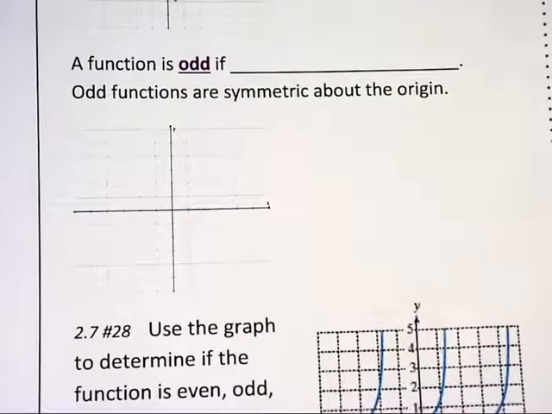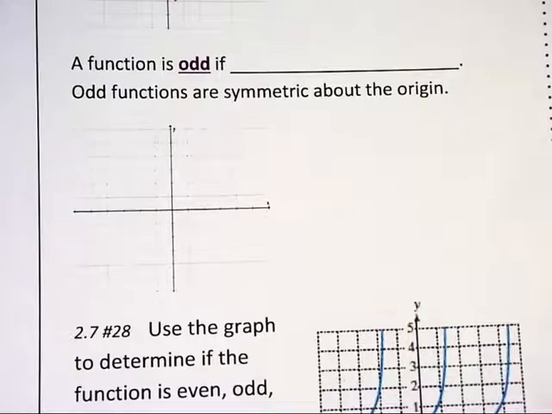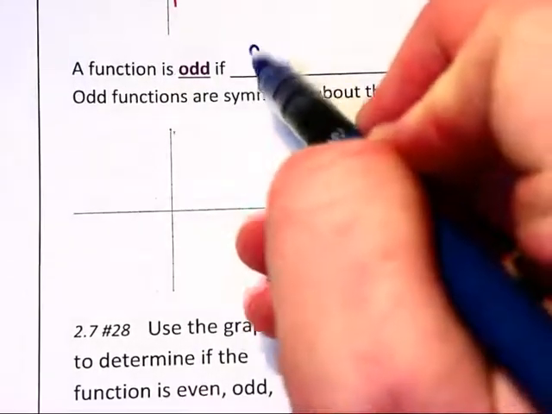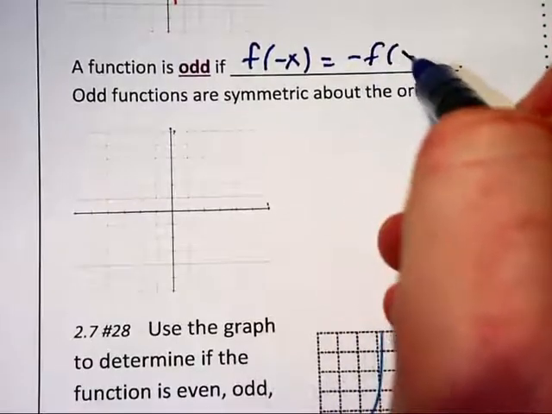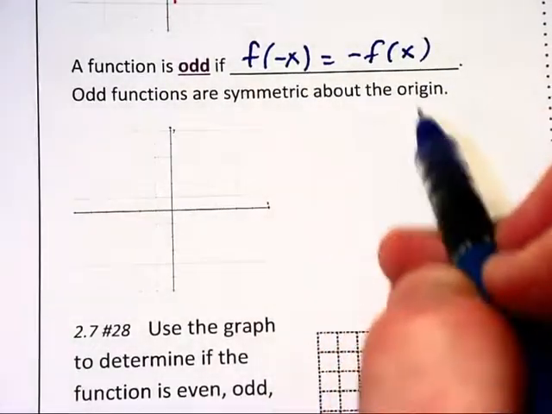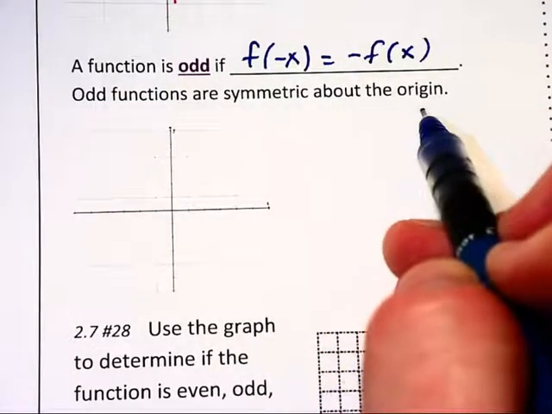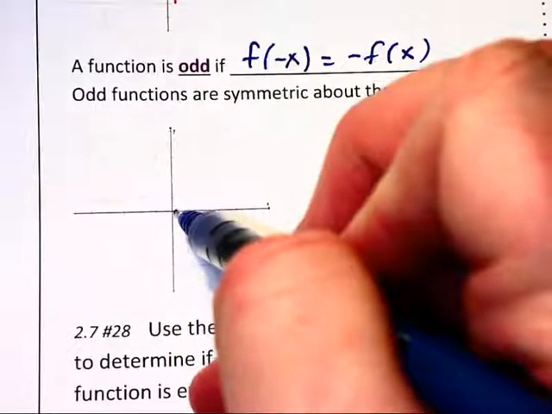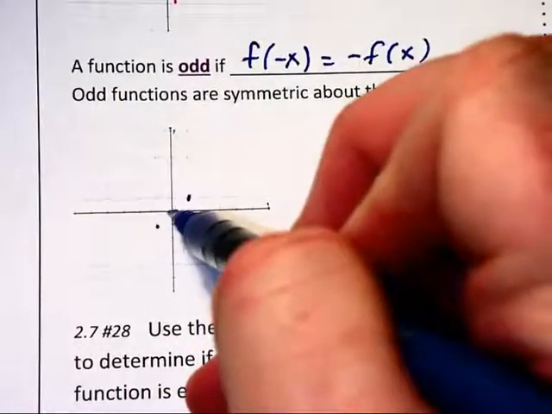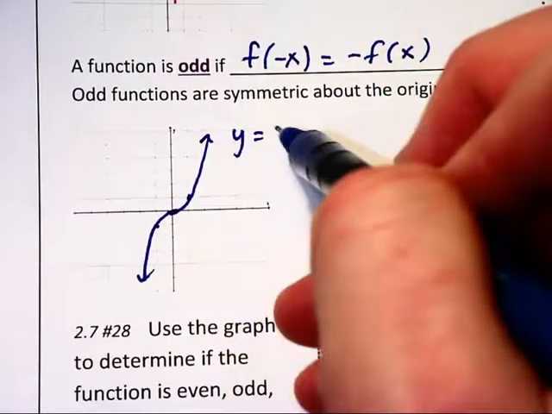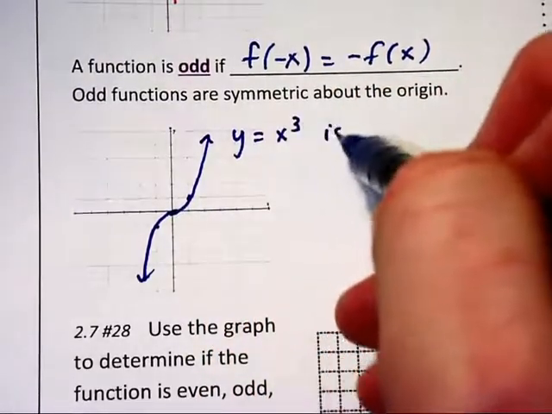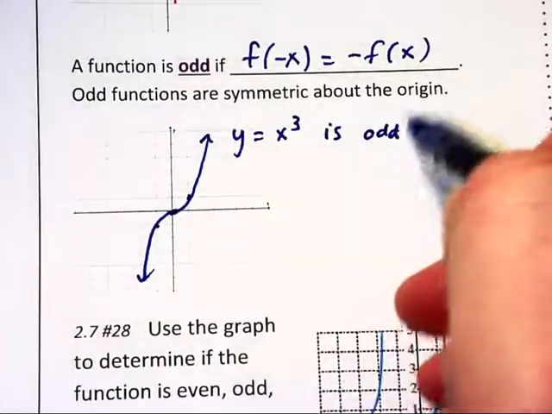Now we turn our attention to odd functions. A function is odd if f of negative x is equal to negative f of x. And these functions are symmetric about the origin. Let's start by graphing our basic cubic function. Y equals x cubed is an odd function.